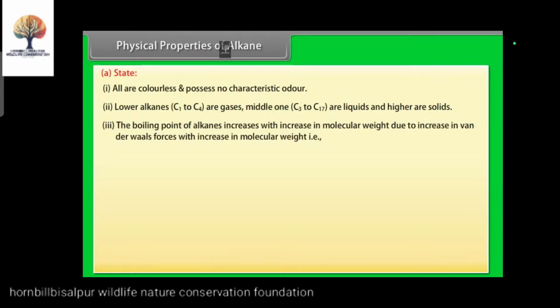Number 3. The boiling point of alkanes increases with increase in molecular weight due to increase in van der Waals forces with increase in molecular weight. That is, boiling point order: pentane is less than hexane is less than heptane.